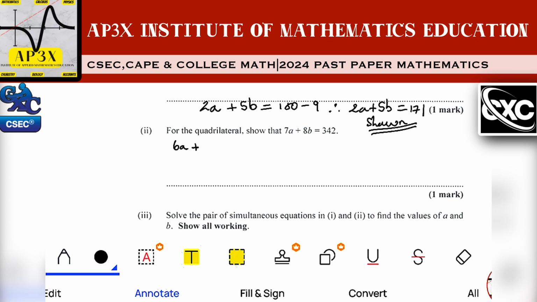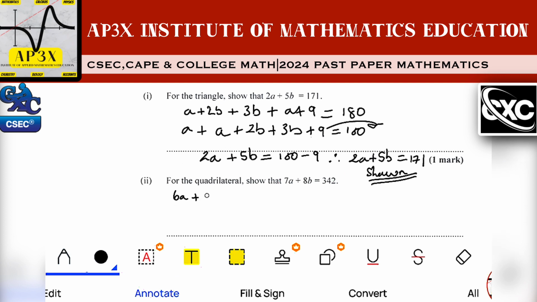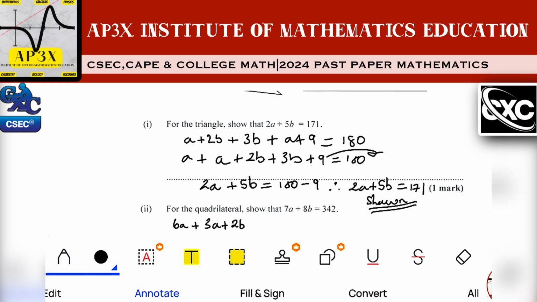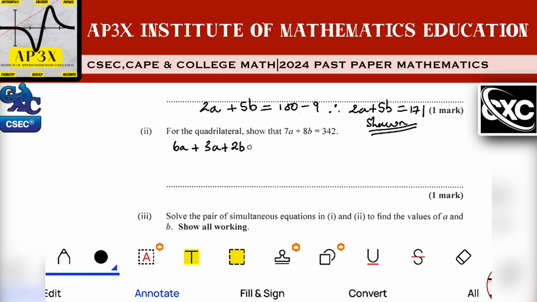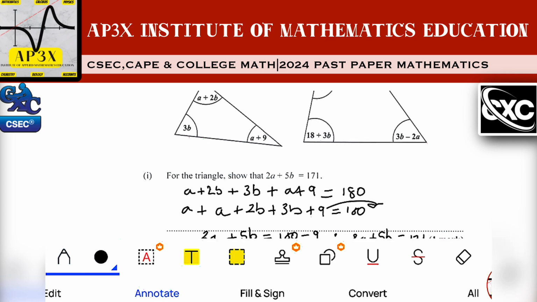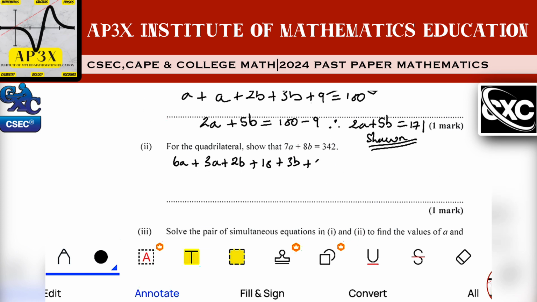I'm going to add that to, let's scroll up, 3a plus 2b degrees. And again, we're going to add 18 plus 3b degrees. And then of course, we're going to add this final angle here, 3b minus 2a degrees. And that's going to be equal to 360 degrees.